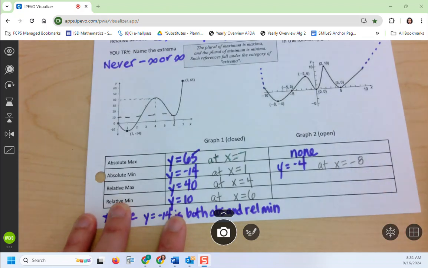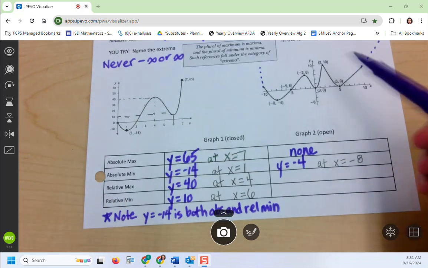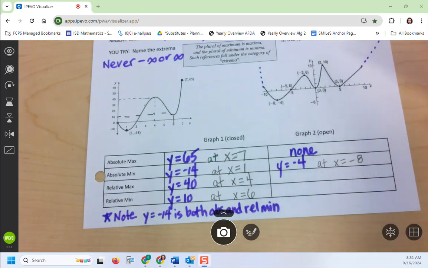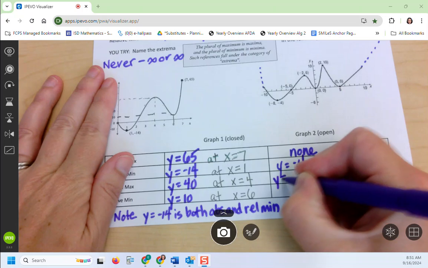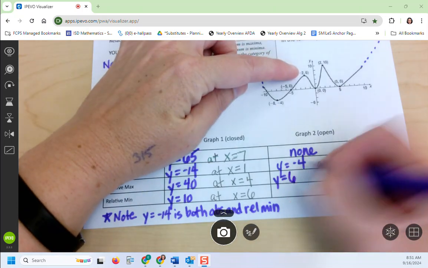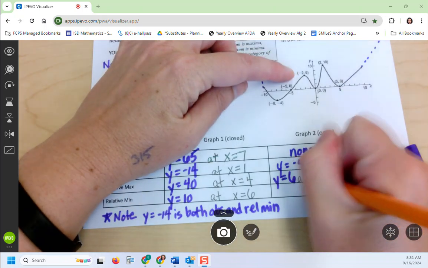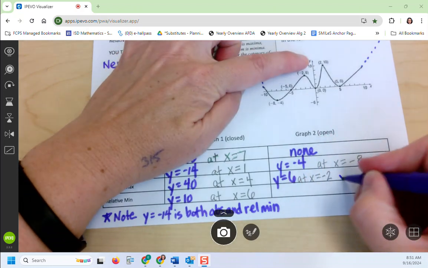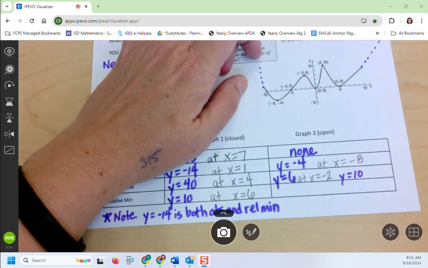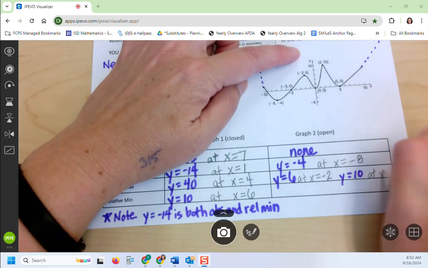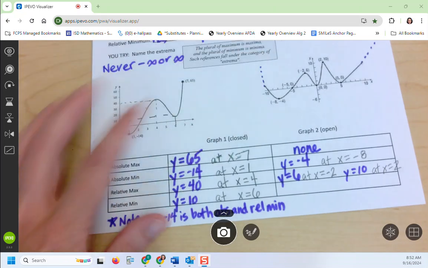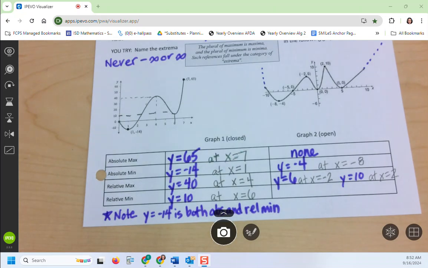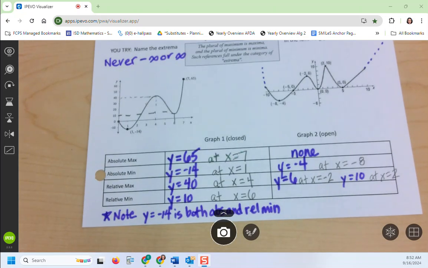All right, relative maximum. Now that we know this is not an absolute maximum, it's a relative. So how many relative maxima do we have? 2, yeah, we have 2 mountaintops. So we have y equals 6 at x equals negative 2, and we have y equals 10 at x equals 2. Okay, so we had 2 relative maxima. How many relative minima do you guys see?